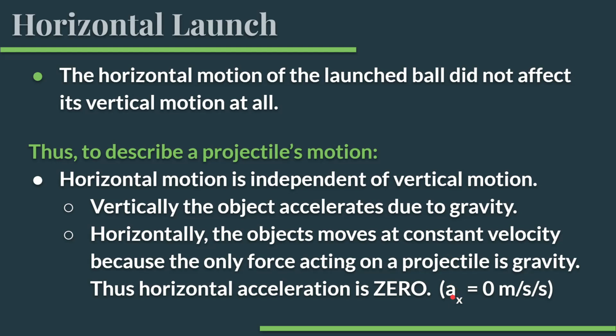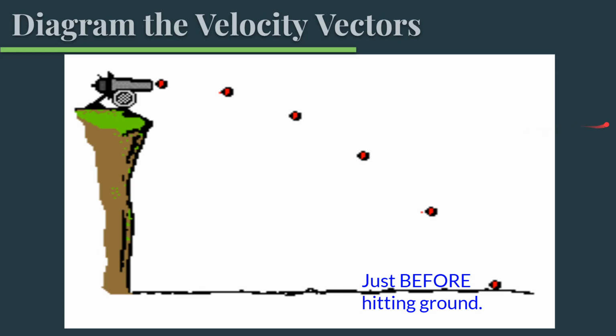Whenever I label these, you'll notice it says a sub x. That's because that's acceleration in the x direction. A sub y would be 10 meters per second squared. So you will have to start labeling horizontal and vertical separately, which you're going to see in just a moment.